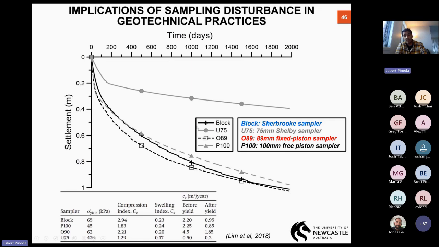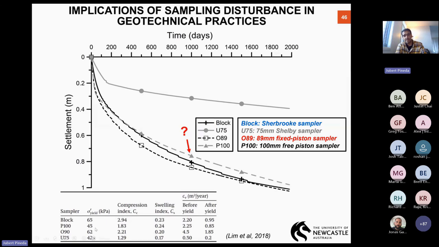So let's start with the block, which is the solid black crosses. If we use the properties from the block specimen, we got a maximum settlement after 2000 days of 1 meter. If we use properties for the fixed piston, which is the open squares, we have more or less the same trend. Then let's go back to the Shelby. If we use the Shelby, we only have less than a third of the settlement predicted after 2000 days. And surprisingly, if we use the free piston sampler, which are the triangles in here, we got more or less the same thing, but the numbers are different.